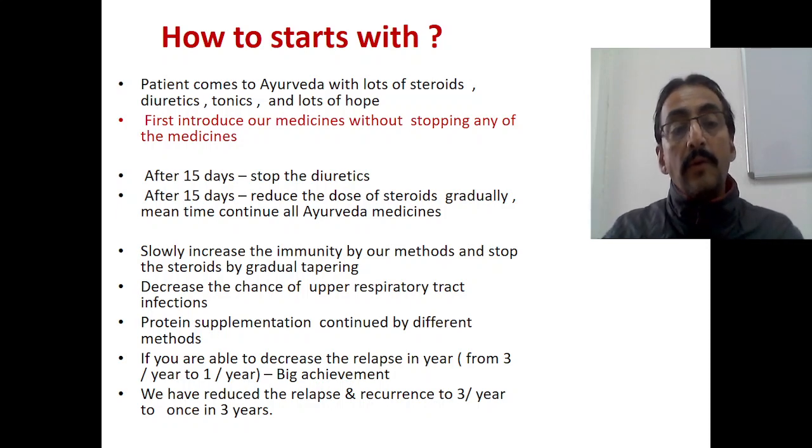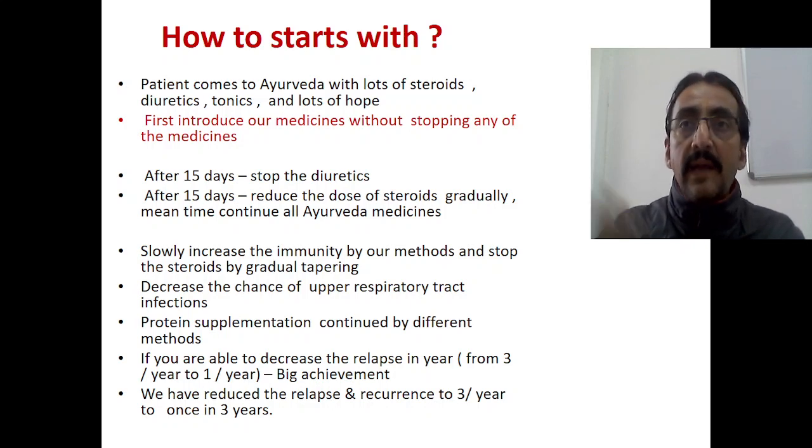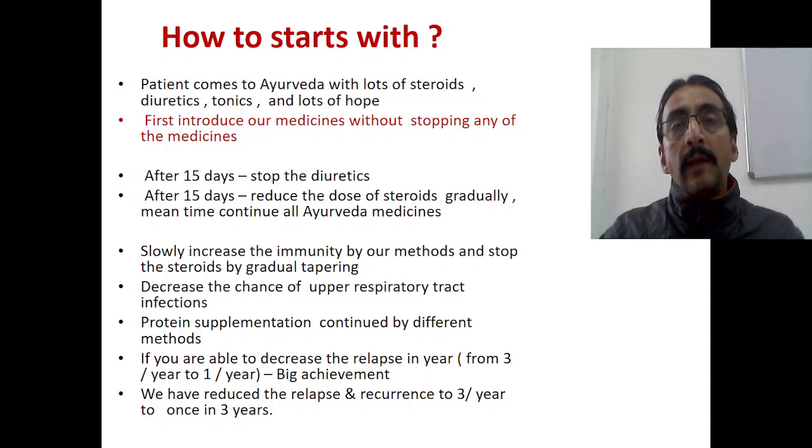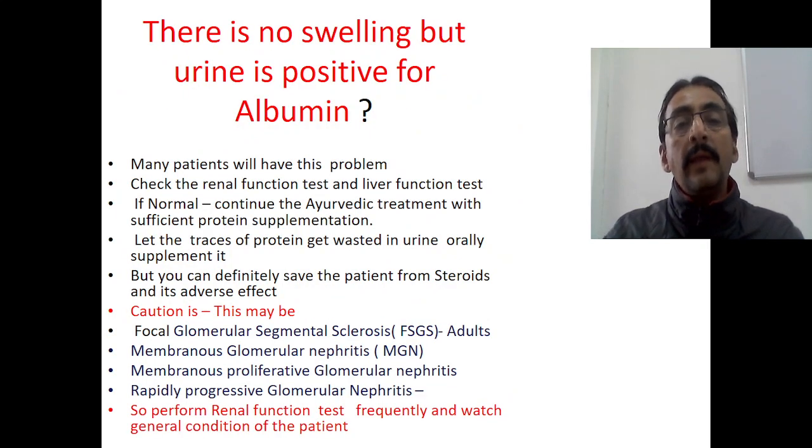In many cases that we have treated, we have reduced the relapse and recurrence, although we are not able to cure the disease completely. We reduce the incidence of recurrences in a year, and that helps prevent chronicity. Now, there is no swelling, but the urine is positive for albumin. Many patients come like this. There is no swelling, but when you go for the urine test, it is positive for albumin or protein.